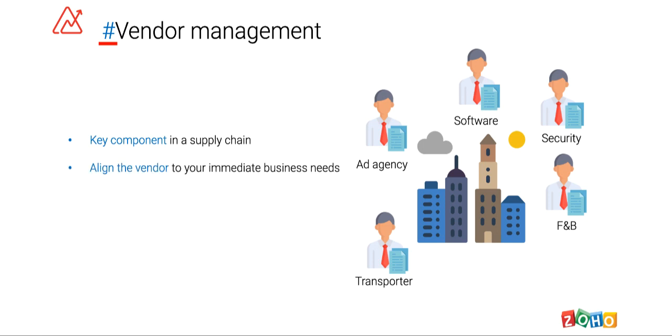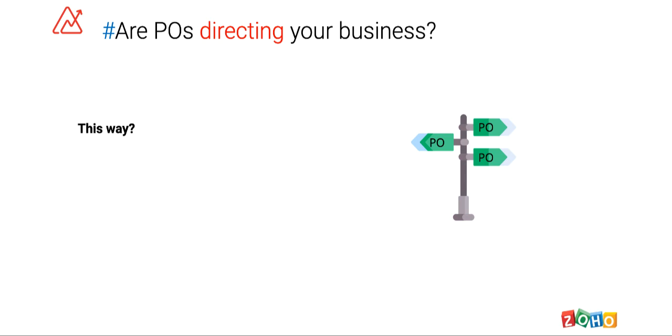Vendor management is also critical during a crisis so that you can align the vendor to your immediate business needs. And if you're able to relate it to the first element, that's cost optimization, we spoke of optimizing your cash flows, and vendor management is definitely one of the areas to look at to optimize your cash flows. Well, having said that, my question to you here today is, are purchase orders, or POs in short, directing your business? What do I mean by that?